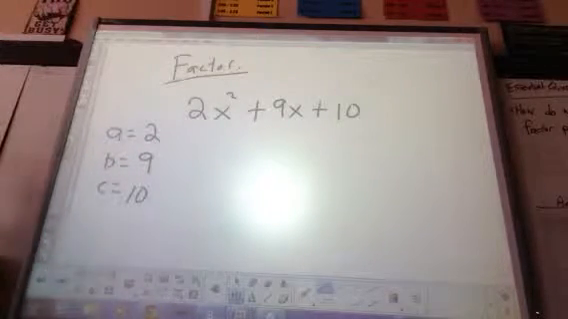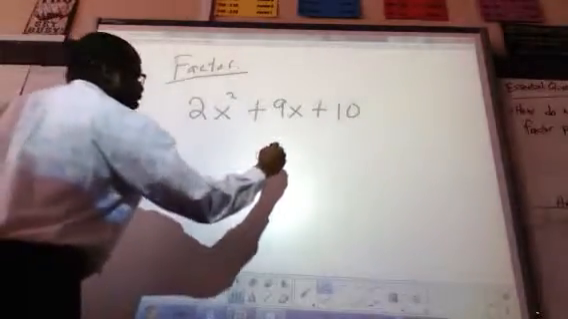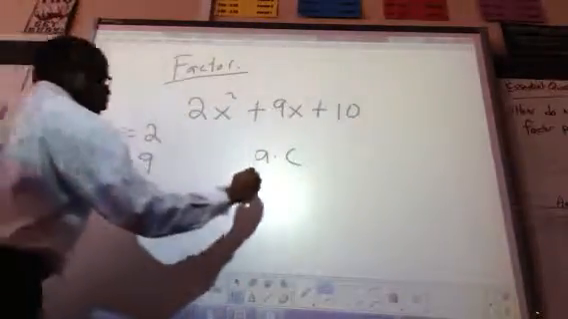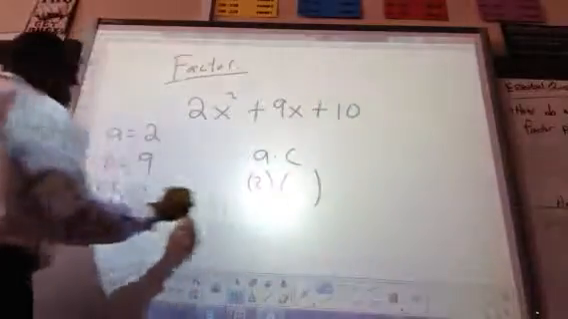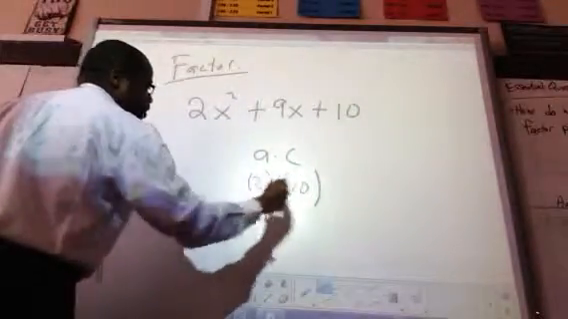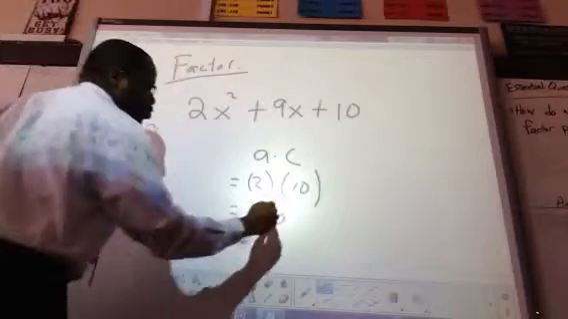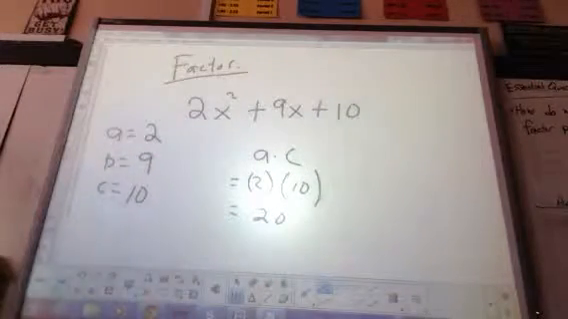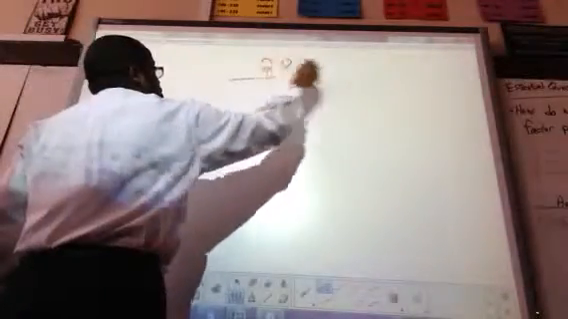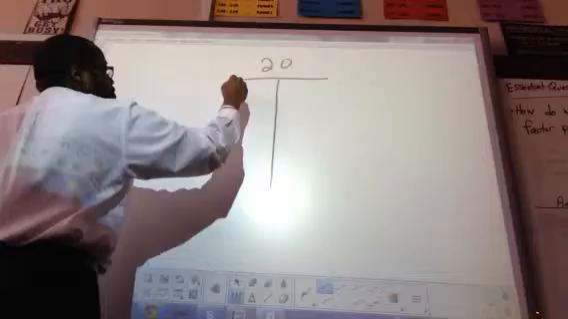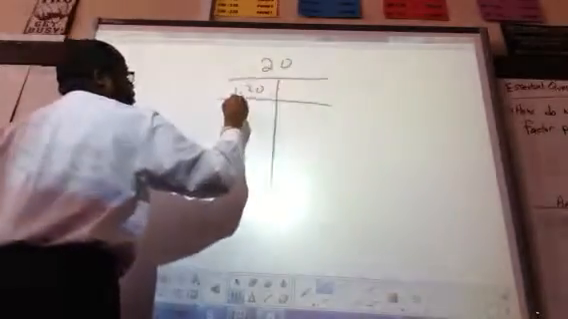Alright, and once again we're going to use the AC method. A times C, where A here is 2 and C here is 10. So A times C gives us 20. 20 becomes our target number. Let's do what we did before. Let's look at factors of this number.